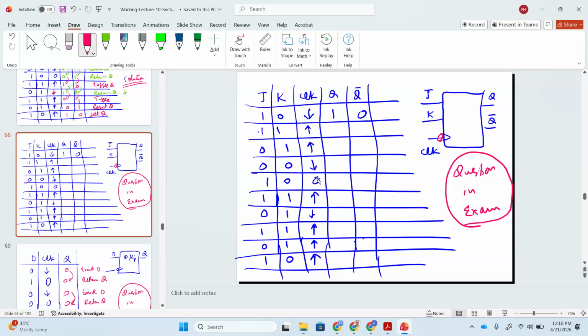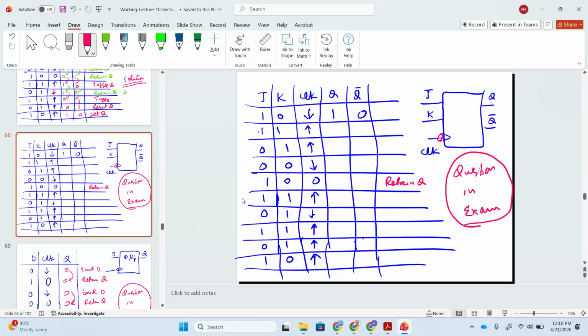Clock is 0. Doesn't matter. If the clock is 0, it will retain, yes. It will only act on the falling edge of the clock. Remember, it will have to retain Q. Only if it's a falling edge will it do something: either it will set, or reset, or retain, or flip. You got it or not got it? Got it, Professor. Thank you.